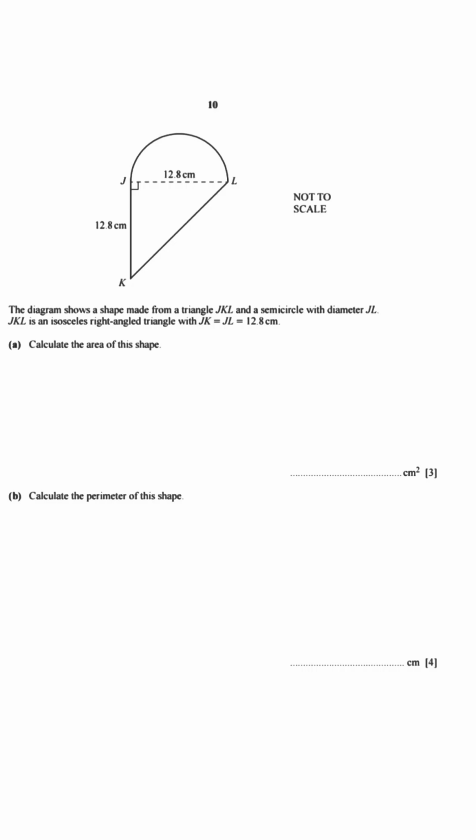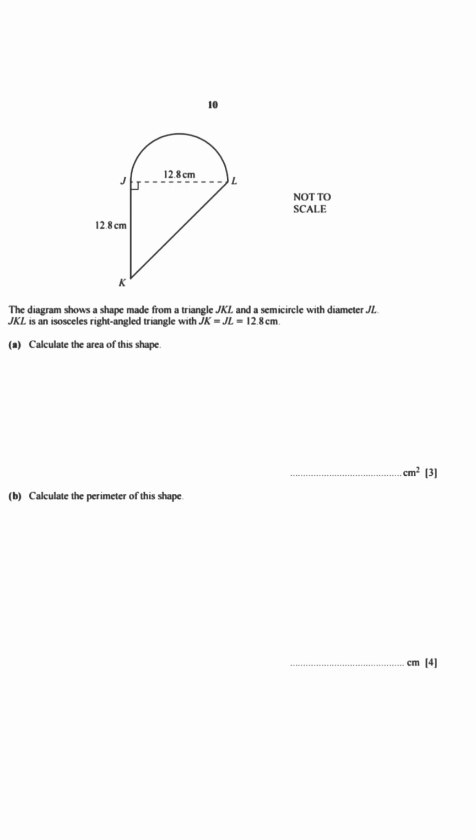In it we can see a triangle and a semicircle, both combined here. The diagram shows a shape made from a triangle JKL and a semicircle with diameter JL. JKL is an isosceles right angle triangle with JK equal to JL equal to 12.8. It means both sides of the right angle triangle are equal, 12.8, 12.8.